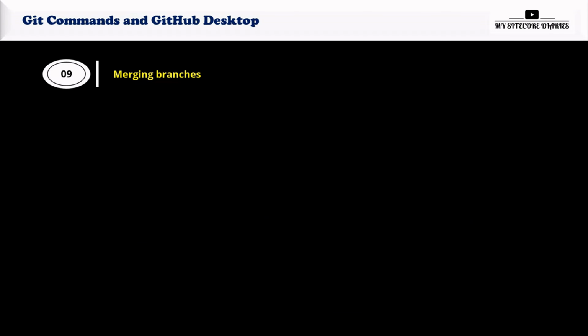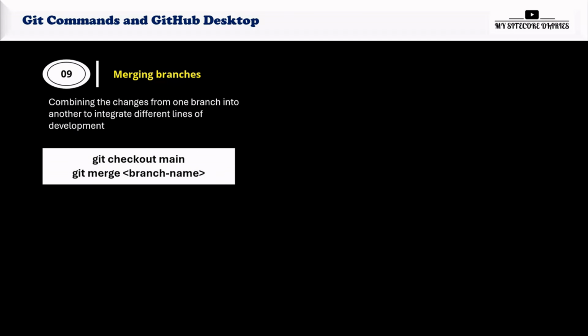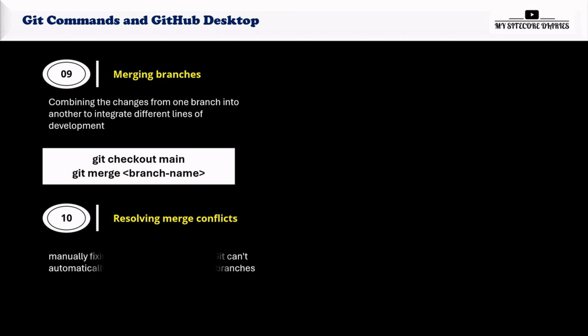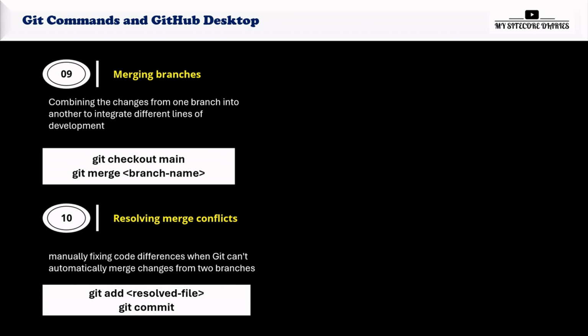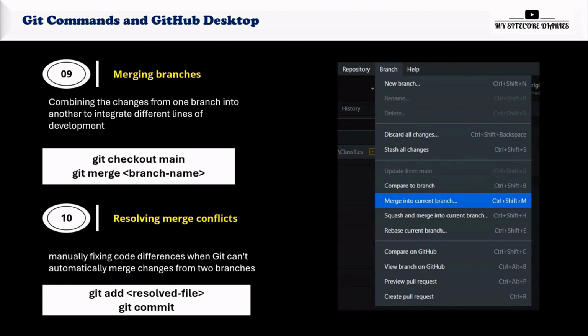Then the ninth is merging branches, combining the changes from one branch into another to integrate different lines of development. So you can use this command git checkout main or git merge. Then resolving merge conflicts, so manually fixing code differences when git can't automatically merge changes from two branches. So you can use this command git add resolved file, git commit. In the branch menu, if you want to merge, you have merge into current branch like that.